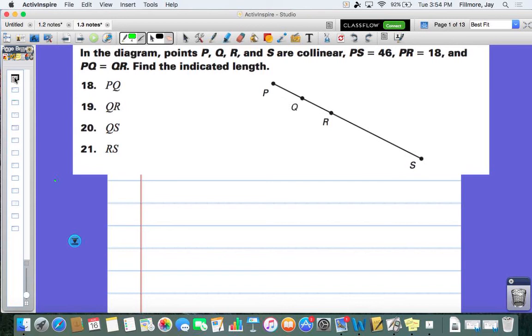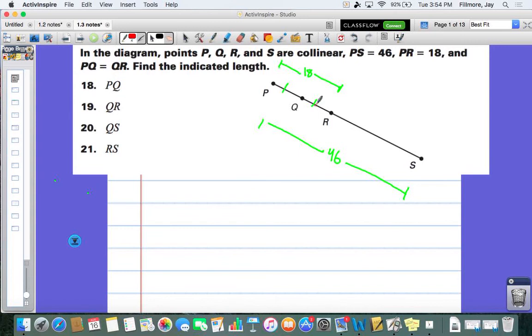So we're told in the directions that in the diagram, P, Q, R, and S are all collinear. They're all on this same line segment that's drawn in here. We're told that PS, the whole thing, is 46. And a good strategy is taking information from your directions and labeling it in your picture. We're told that PR is 18. And we're told that PQ and QR are the same. So I'm marking them with those two symbols, which we're going to talk about today, are congruent symbols, which means that they are the same.